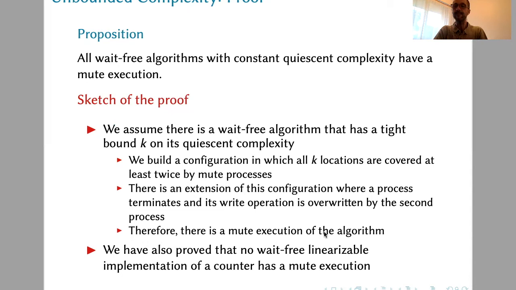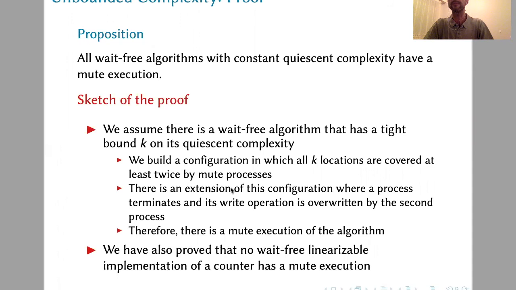On the other side, we have proved that no wait-free implementation of a counter has a mute execution. A counter is a simple object that has two operations, read and increment. Okay, it cannot have a mute execution. This, together with the proposition, proves that it cannot have a constant quiescent complexity.